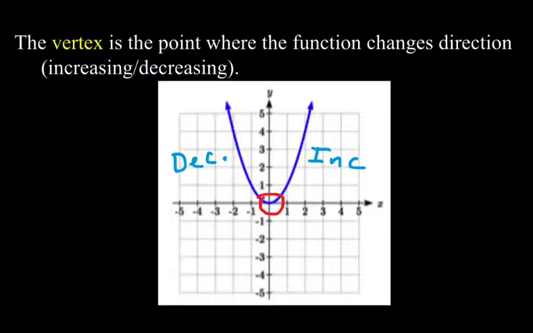Again, decreasing means it's going down from left to right, increasing means it's going up from left to right. And every parabola will have a vertex like that, whether it opens down or up, or it's been moved around. It doesn't matter. It will always have a vertex.